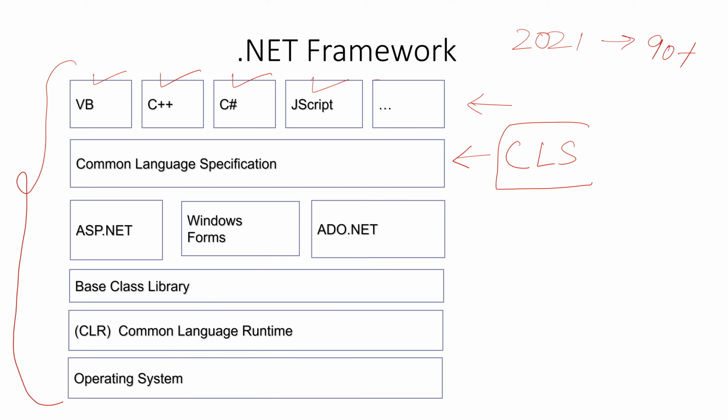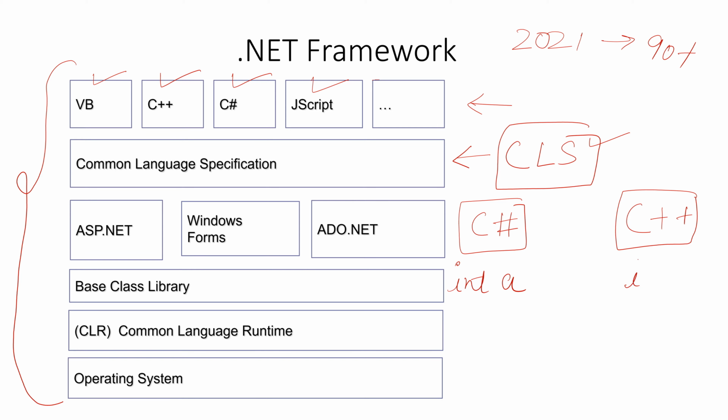Okay, so this CLS is actually the part which provides this interoperability to different languages. And how it provides interoperability, I will give you an example right now. Consider you are using language C Sharp, and on this side you are using language C++. You have declared a variable in C Sharp as integer a, and you have declared this variable in C++ as integer a.